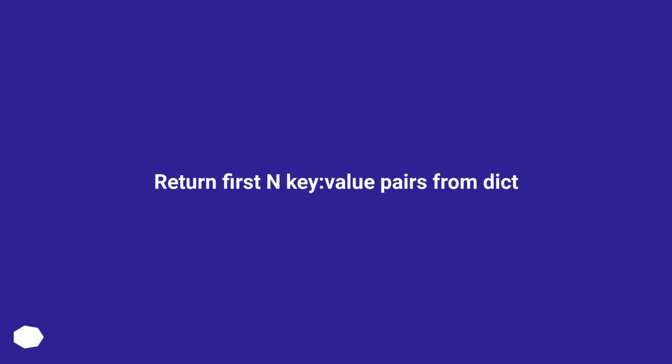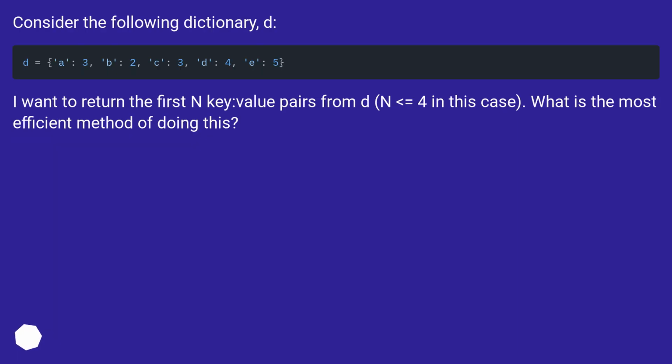Return first n key value pairs from dict. Consider the following dictionary, D. I want to return the first 10 key value pairs from D. N is lower than or equal to 4 in this case. What is the most efficient method of doing this?